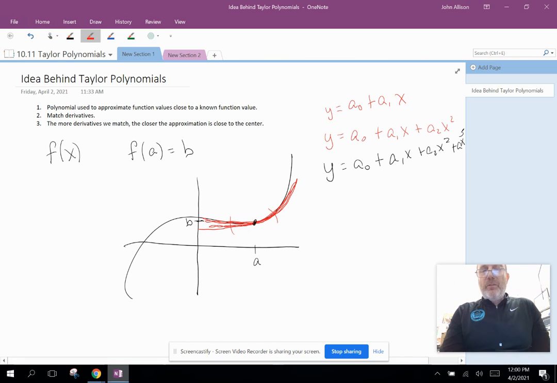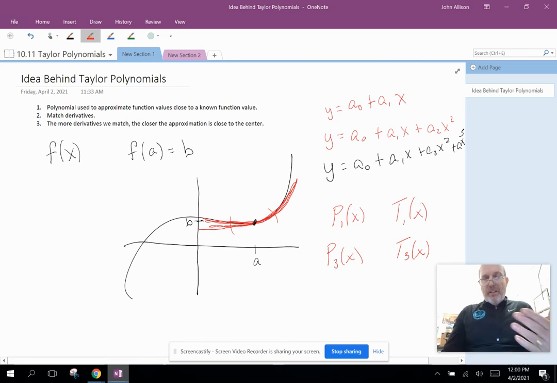We're going to, in general, refer to a first degree Taylor polynomial as p sub 1 of x, or t, or whatever that value is. Sometimes some books, some people may refer to it as t sub 1, using Taylor's name. A third degree Taylor polynomial would be p sub 3 of x or t sub 3 of x. Fifth, sixth, whatever, an nth degree Taylor polynomial will be denoted as p sub n of x.